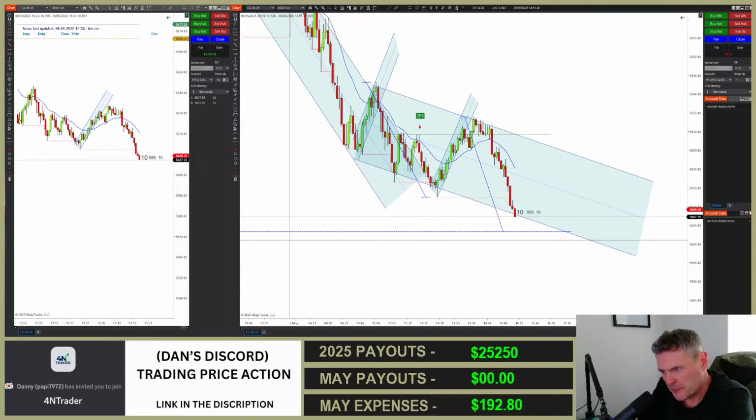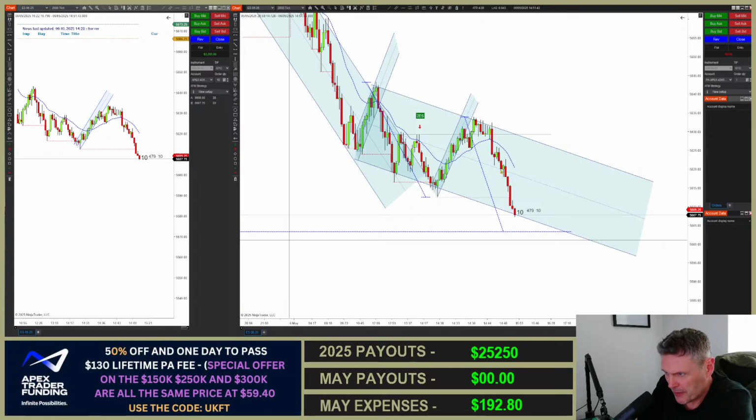But I like that channel. It's bouncing beautifully off that midline. You can see it bounce a little bit off it there.